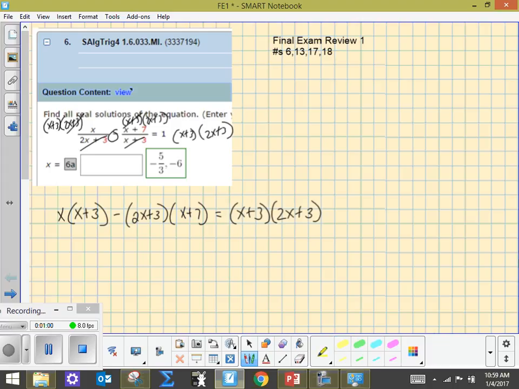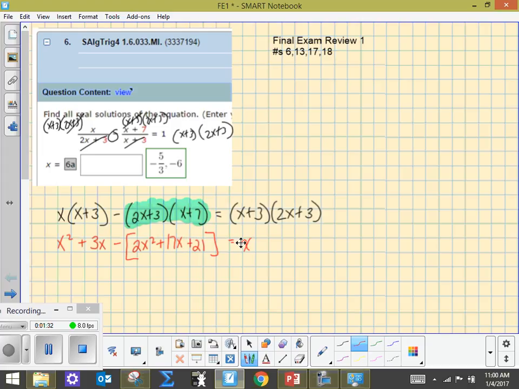The key thing to remember here is that this minus sign is going to affect this entire trinomial once we multiply it all out. So it's going to be x squared plus 3x. I'm going to leave the minus sign right now, and I'll just multiply out that trinomial. 2x times x is 2x squared. 3x and 14x gives me 17x. And then 3 times 7 gives me 21.